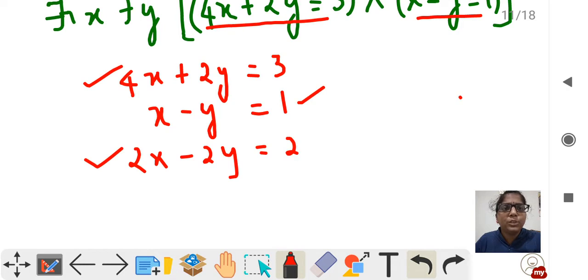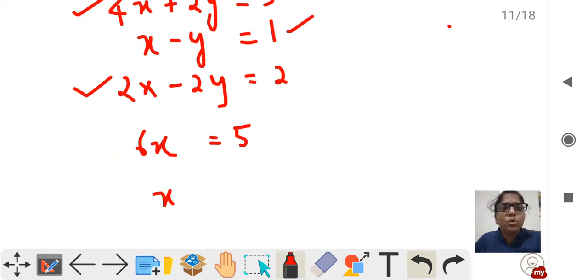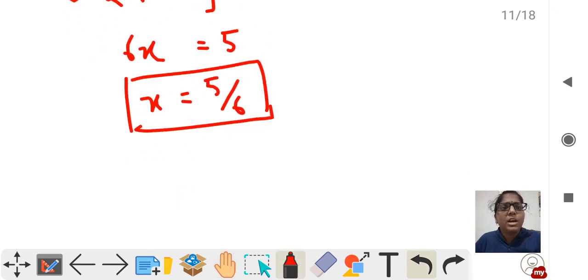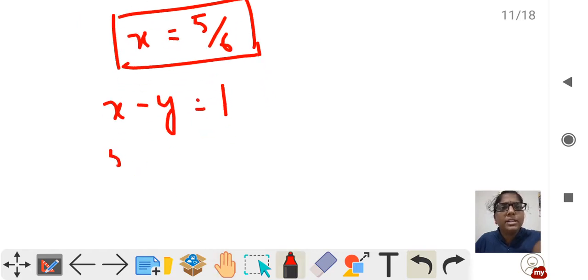4x plus 2x will become 6x. So 2y and 2y will go off. 3 plus 2 will become 5. What is the value of x? It is equal to 5 by 6. Now you substitute the value of x in any of the equations. We can take this equation, x minus y is equal to 1. So it is 5 by 6 minus y equal to 1.